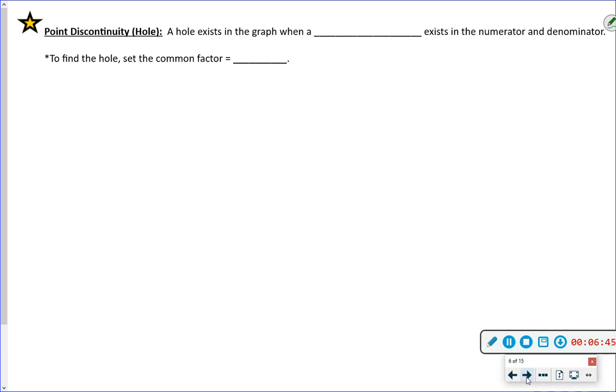The hole exists when you have a common factor. Oh, there's that. I should wear my taller shoes. Common factor. You got to factor out the top and bottom. And of course, to find that hole, you're going to set your common factor equal to 0. So let's say you factor it out and you have an x plus 2 and an x plus 2 in the bottom, top and bottom. That means there will be a hole in the graph. And we will see all of this good stuff, and I will show you how to find it all.